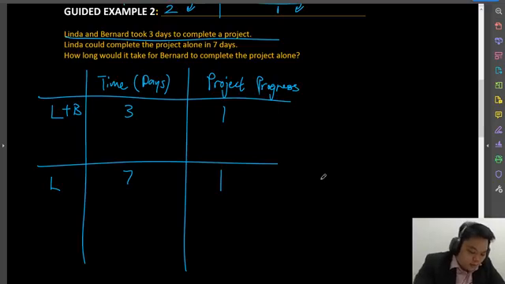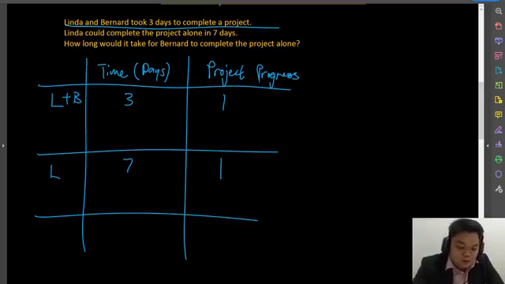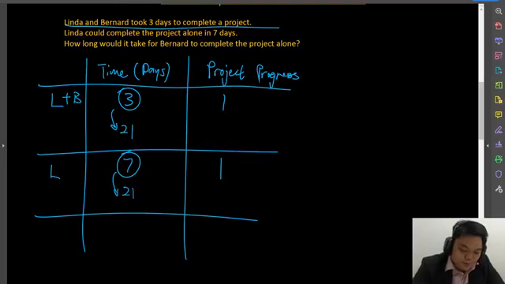Okay, so now in order for us to make a fair comparison, we have to make time the same first. So let's do that. Between 3 and 7, that lowest common multiple is 21. So to get to 21, this entire row needs to be multiplied by 7, and this entire row needs to be multiplied by 3. So this becomes 7, this becomes 3.